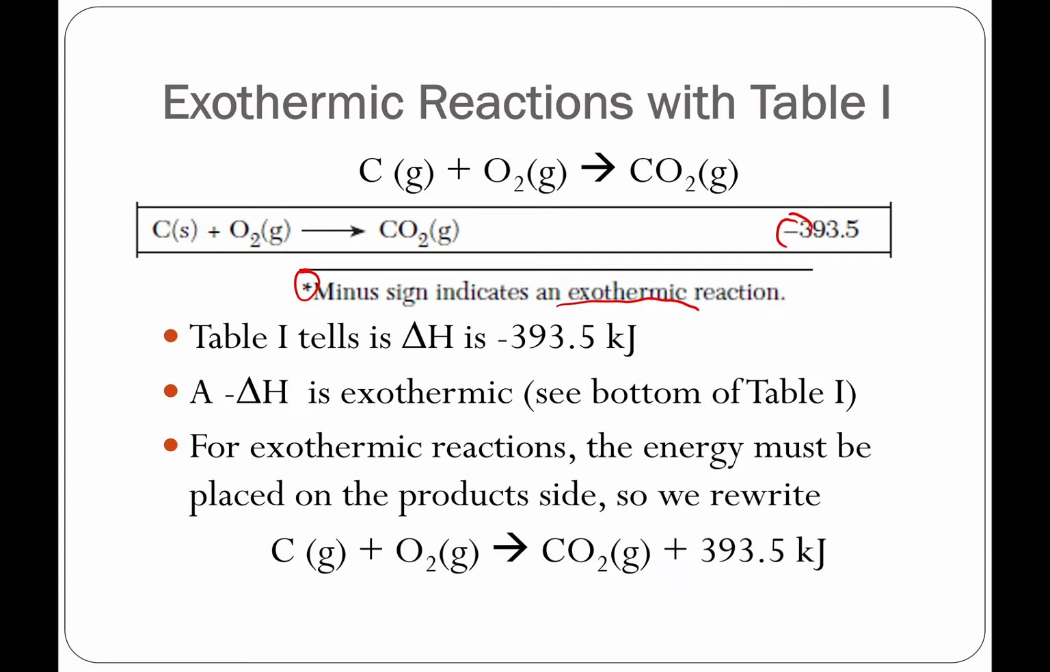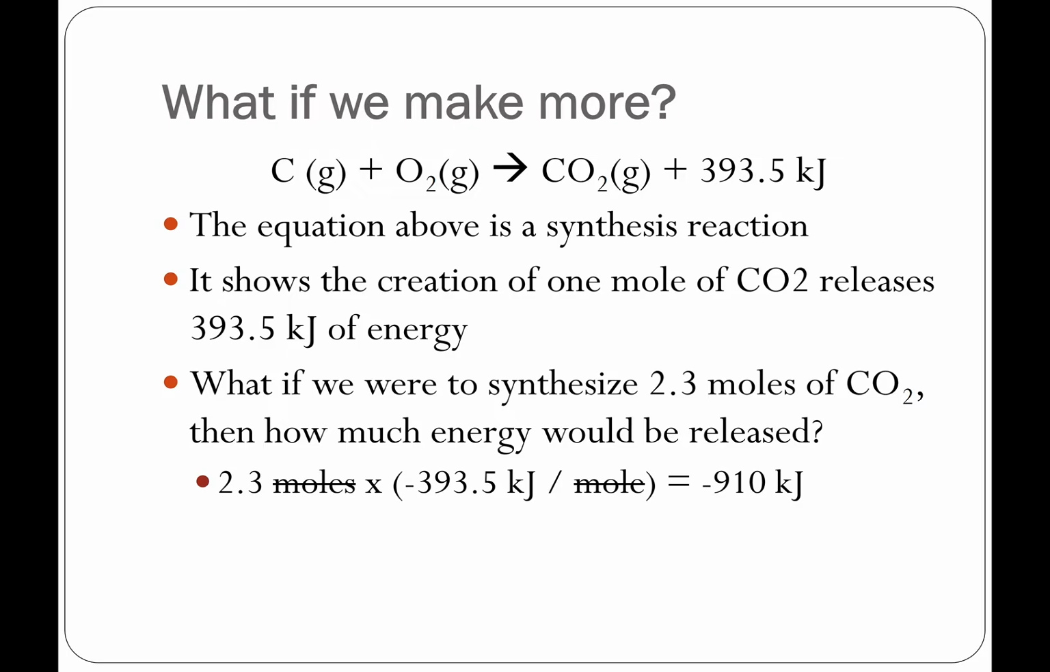We can rewrite our reaction here, putting our heat value as a product because it is an exothermic reaction, and we're going to write the heat value on the product side because it's being released after the reactants react. Now one of the things that we're going to have to be able to do is adjust our amounts or figure out how much heat is going to be released or absorbed if we're not using the reaction as written on table I.